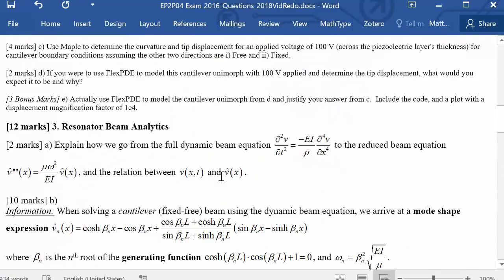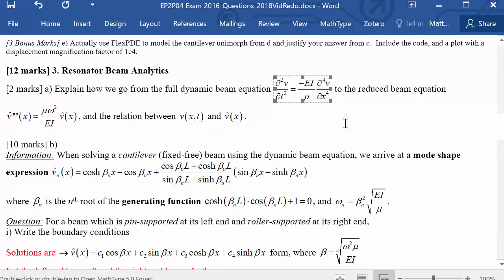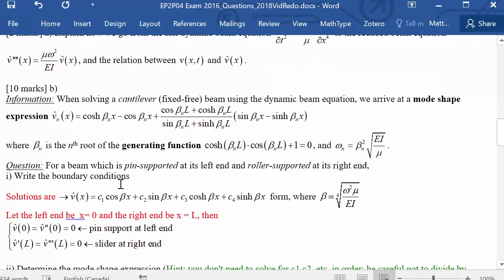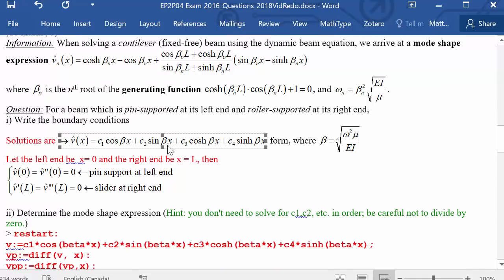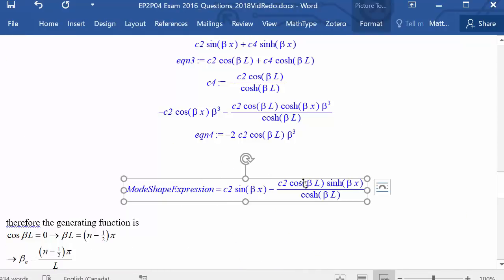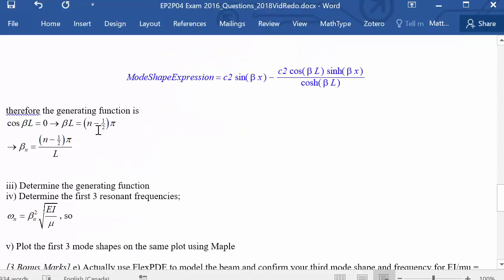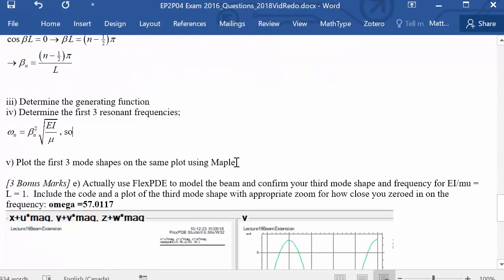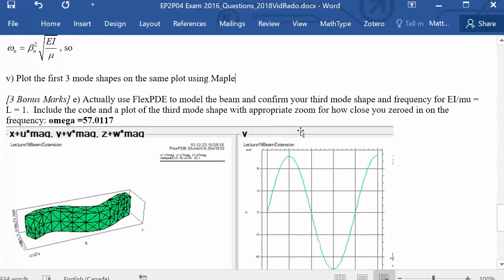To recap what we did today, we looked at the full dynamic beam equation and said where it comes from, and then how you go from there to the reduced beam equation by assuming a harmonic solution in for your v at x,t to find an expression for just v hat at x. Then it compared to the cantilever solution and looked at how you can apply arbitrary boundary conditions at each end of this beam. So say pin supported and roller supported to solve for a new mode shape expression for that particular set of boundary conditions and a generating function, what that means, and then how to use that to get the resonant frequencies and plot the mode shapes in Maple, then compare with the solution method in Flex PDE.